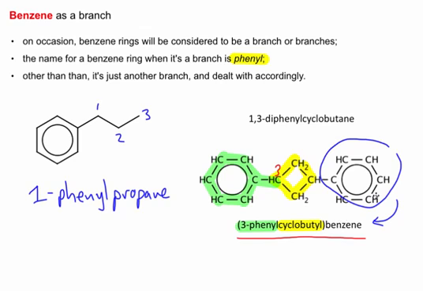So again, there's always going to be slightly different ways to name things, and the whole point I try to make to you is as long as you're systematic about it, you're going to probably come up with a name that is acceptable. Alright, so 1,3-diphenylcyclobutane works, and 3-phenylcyclobutylbenzene also works.